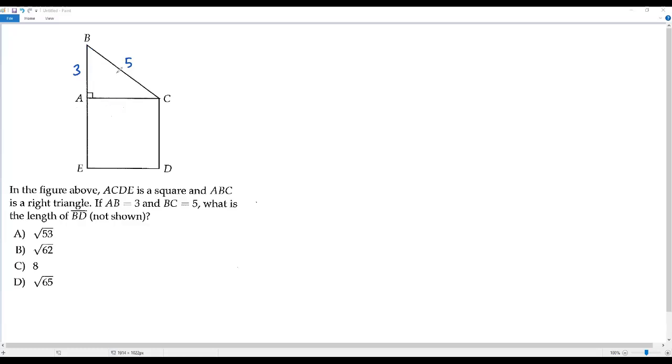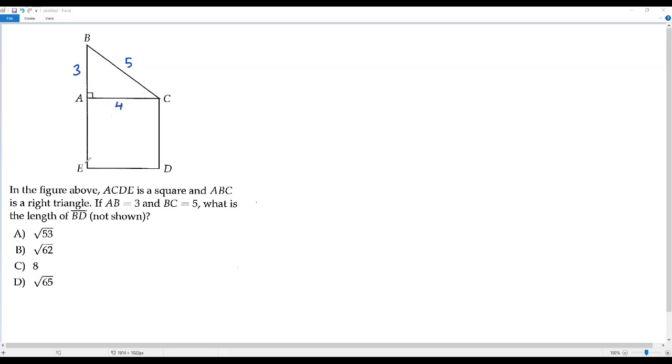Now using this right triangle, I can get the length of the side AC. In this right triangle ABC, the length of the hypotenuse BC is 5 and the length of one of the two remaining legs is 3. What about the length of this leg AC? It has to be 4 because it's a 3, 4, 5 right triangle. That is, the hypotenuse is 5 and one of the legs is 3, then the length of the remaining leg has to be 4.